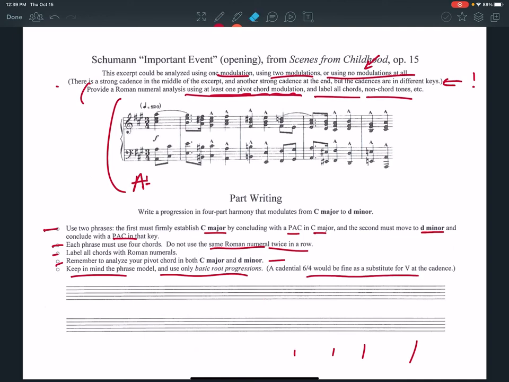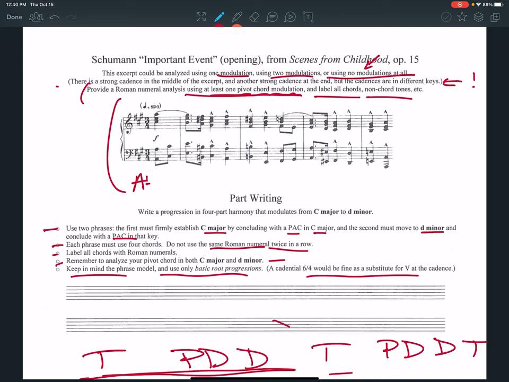So the phrase model, if you remember back to 101, I don't know if I've talked about it in 102 at all, if we did at the beginning of the semester or not, but the phrase model is tonic, predominant, dominant, pause, and then some sort of tonic, predominant, dominant, pause, tonic, like that, right? This is what we call the basic phrase model. You need those chords to make music make sense. You can't just write 1, 3, 3, 1, 6, 2. That's not going to make sense. You have to have a tonic chord, and then you could have something.